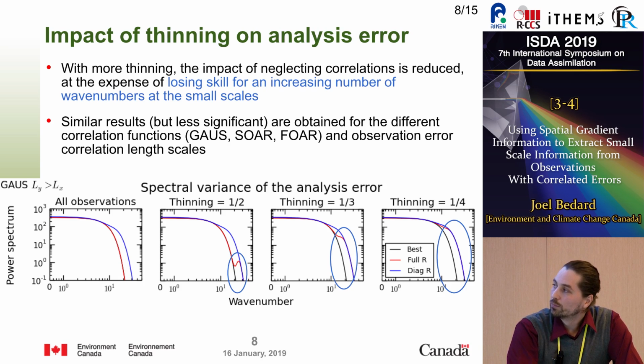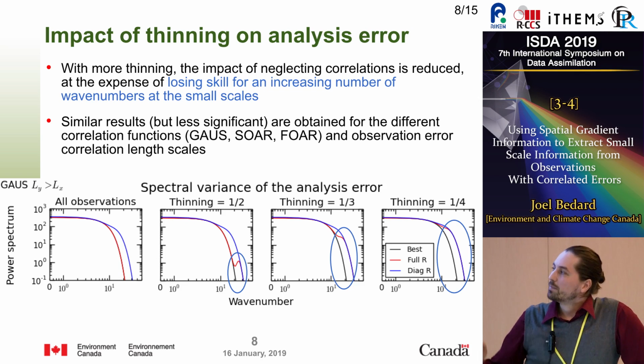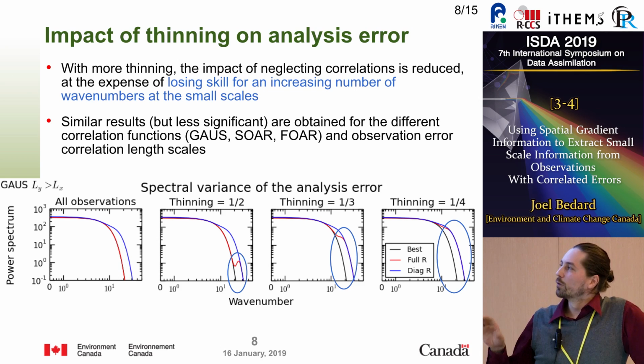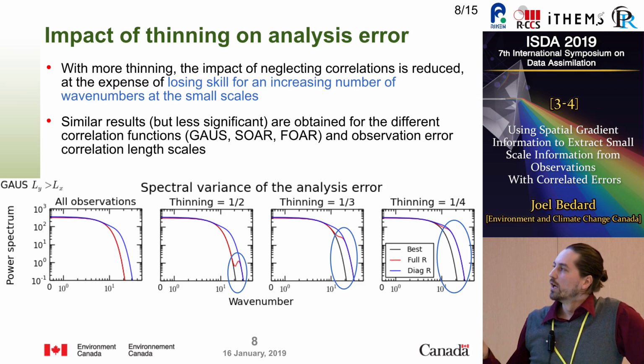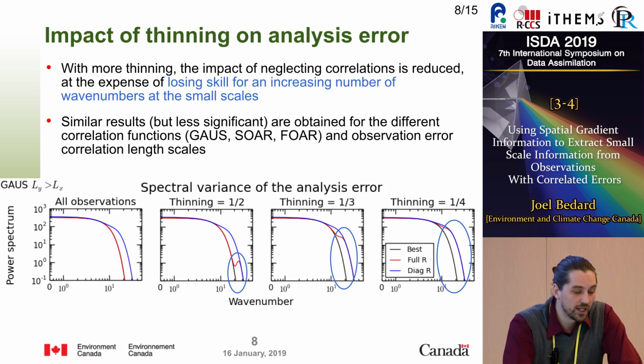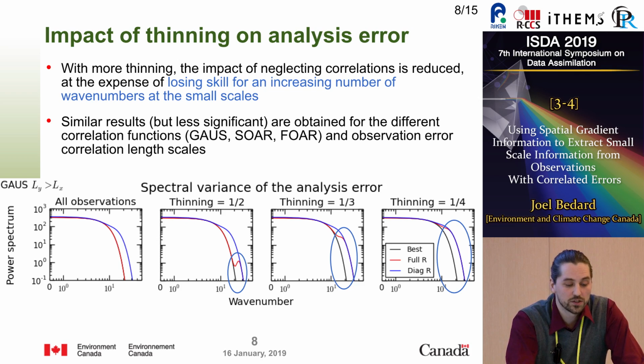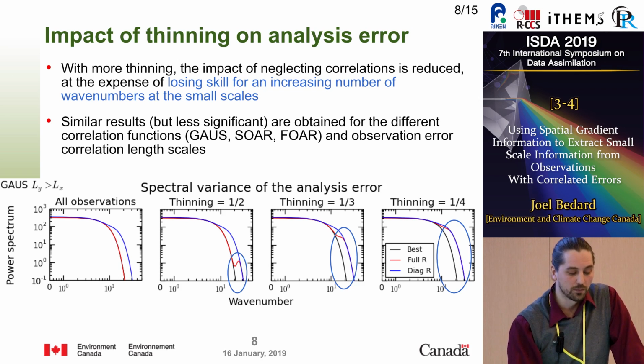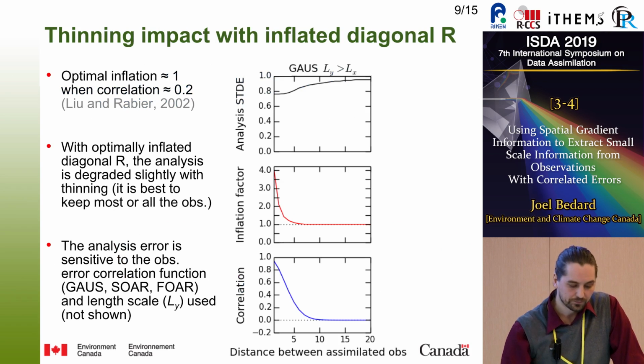And then when we compare the blue curve with the red curve, we see that the more we do thinning, when we make the assumption of a diagonal R, we have much less impact. So in the end, with more thinning, the impact of neglecting a correlation is reduced at the expense of losing scale at an increasing number of wave numbers at the small scales.